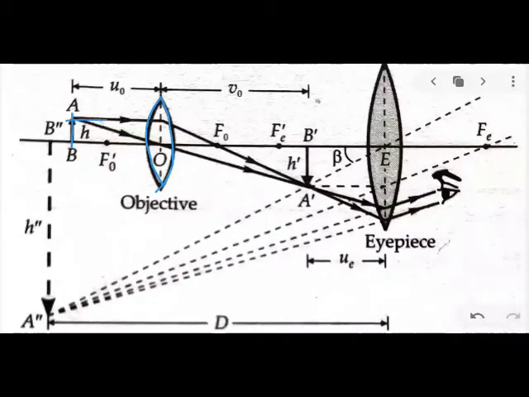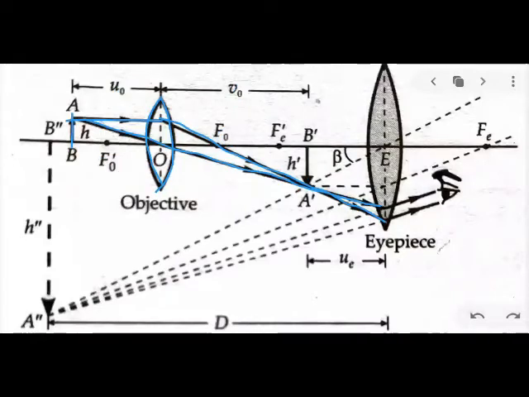The ray starting from the top, let us say point A, moves parallel to the principal axis, undergoes refraction and passes through the principal focus. The second ray passes through the center and passes undeviated. Now an image is formed. This image we will denote as A dash B dash. Your object AB, which is placed at a distance U0, forms the image A dash B dash at distance V0 from your objective. This small O represents your objective.